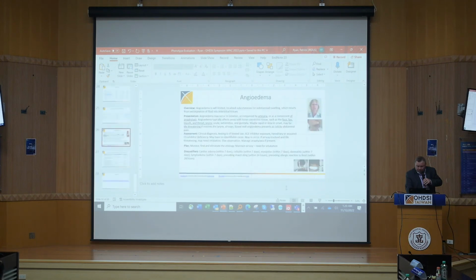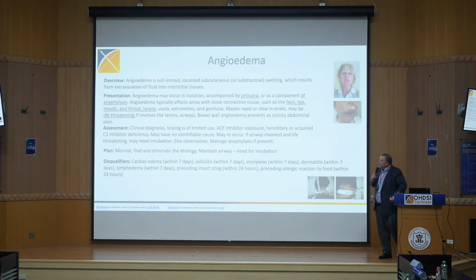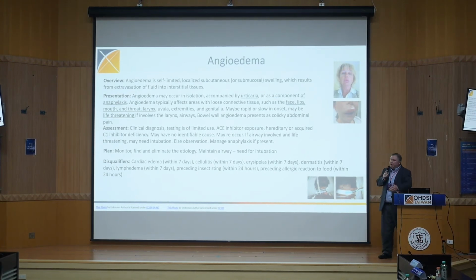So I'm going to remind you, angioedema is localized subcutaneous swelling. This is something that we would oftentimes present with some sort of serious rash. It can be associated also with urticaria and anaphylaxis. It most commonly occurs somewhere in your face or throat area.